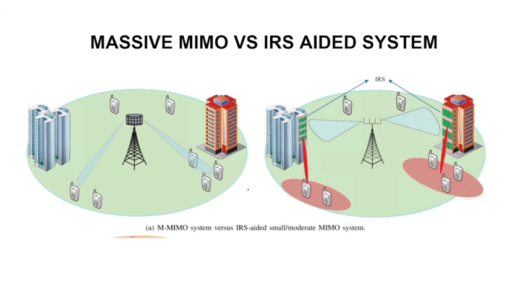Massive MIMO versus IRS aided system. Here we are seeing in an IRS aided small to moderate MIMO system, a smaller number of antennas are deployed.